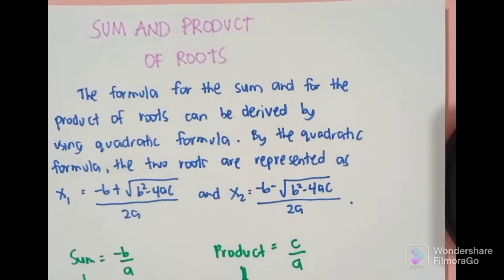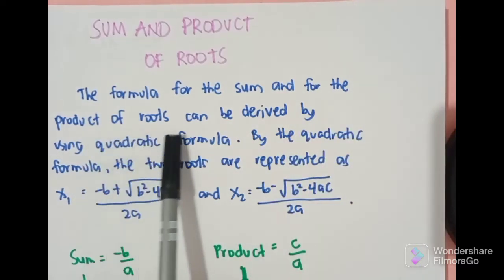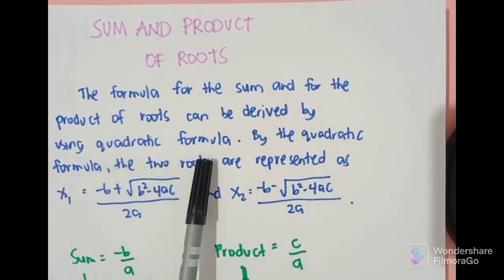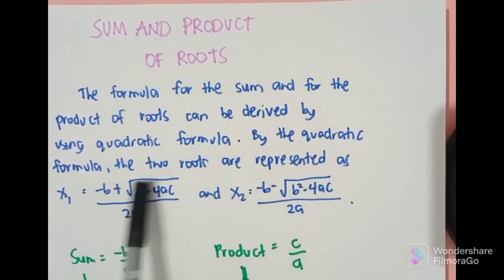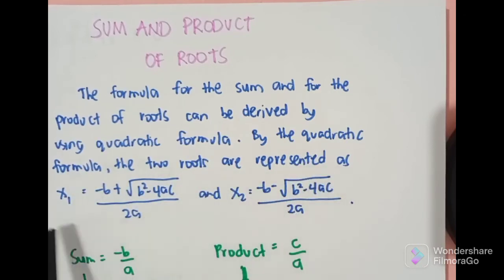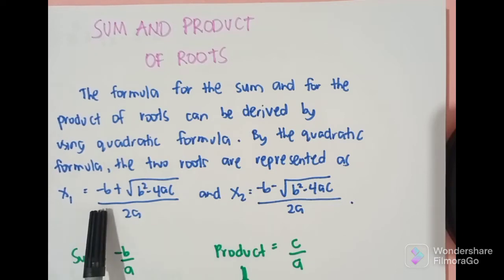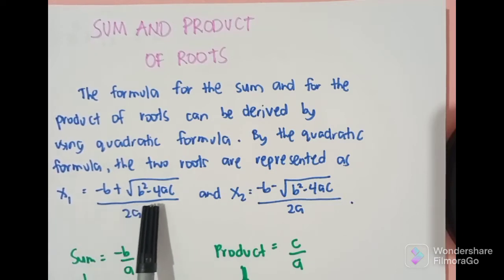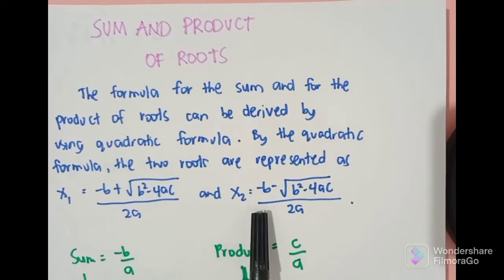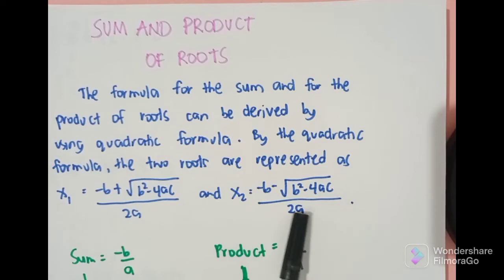Hi everyone. So now that we are done with the nature of roots, we're going to proceed to sum and product of roots. It says here that the formula for the sum and the product of roots can be derived by using the quadratic formula. By the quadratic formula, the two roots are represented as x sub 1 is equal to negative b plus square root of b squared minus 4ac all over 2a, and x sub 2 is equal to negative b minus square root of b squared minus 4ac all over 2a.